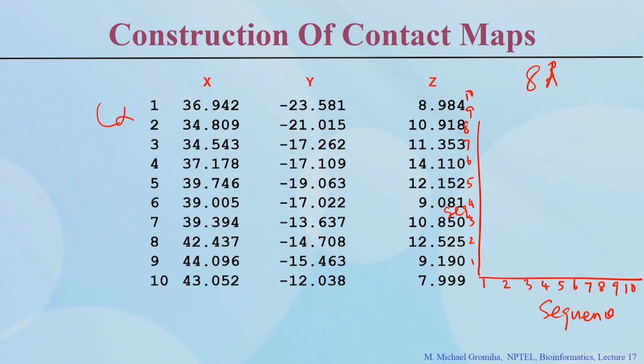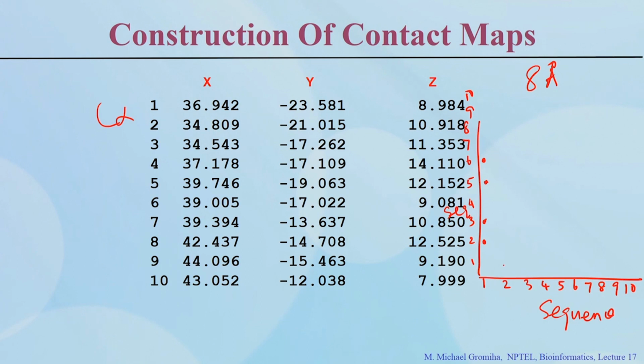Take 1 and 2, in contact, yes. 1 and 3, yes. 1 and 4, not in contact. 1 and 5, not in contact. 1 and 6, not in contact. 1 and 7, no. 1 and 8, no. 1 and 9, no. 1 and 10, no, okay.